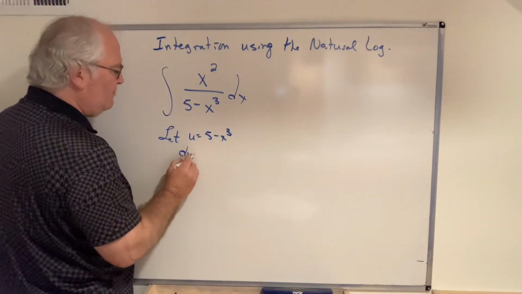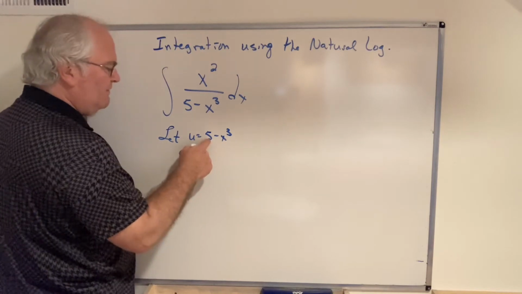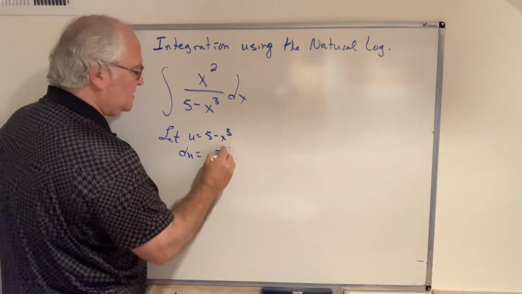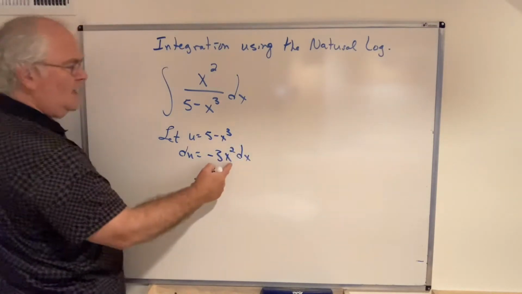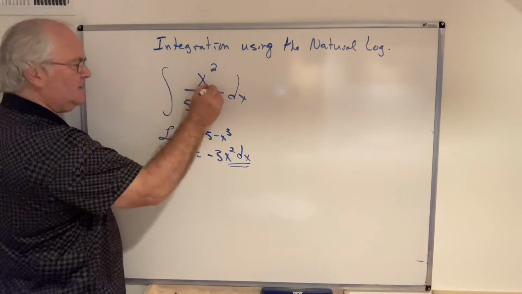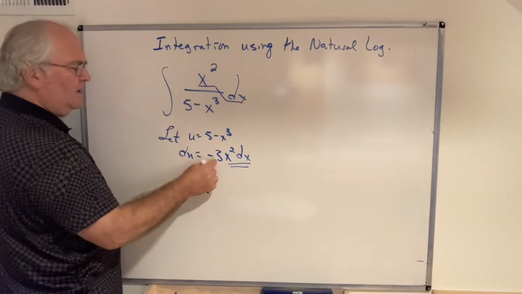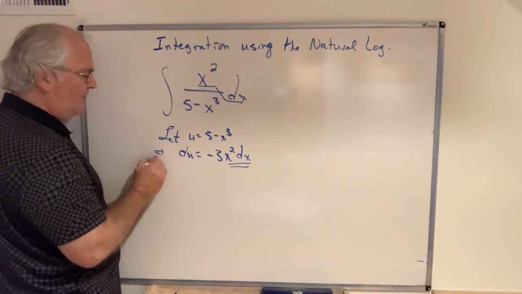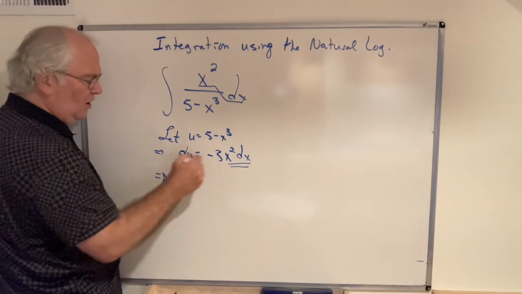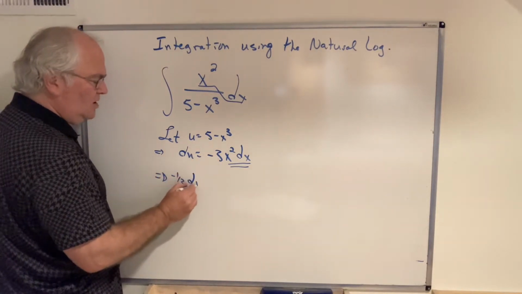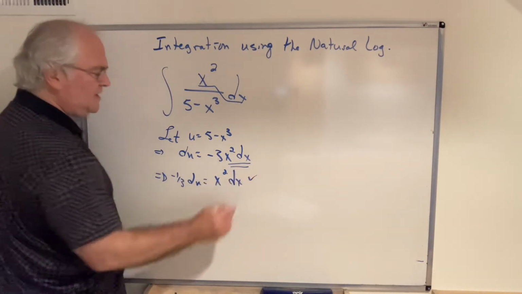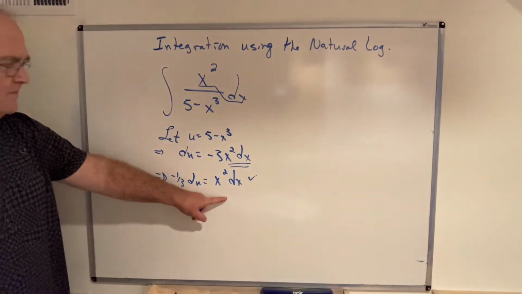The derivative of both sides: the derivative of 5 is 0, that vanishes. The derivative here is negative 3x squared dx. I don't want negative 3x squared dx, I just want x squared dx, right? So I need to multiply by negative 1/3. So this implies that negative 1/3 du is equal to x squared dx, and the substitution is now exact.